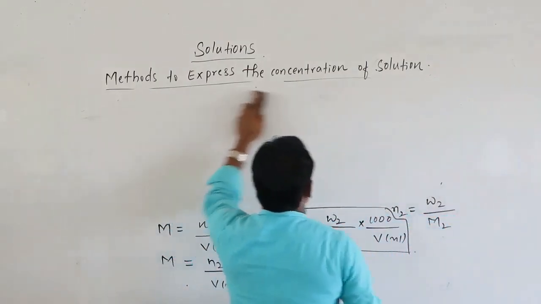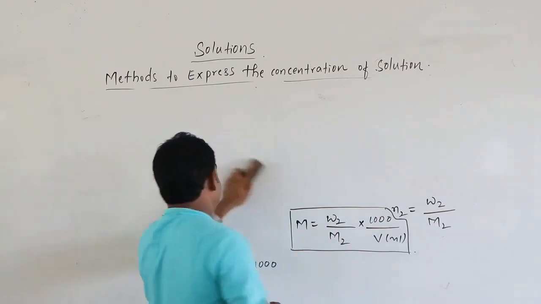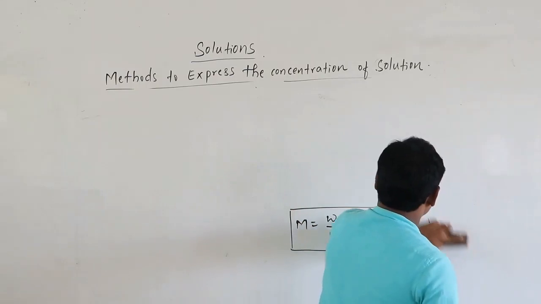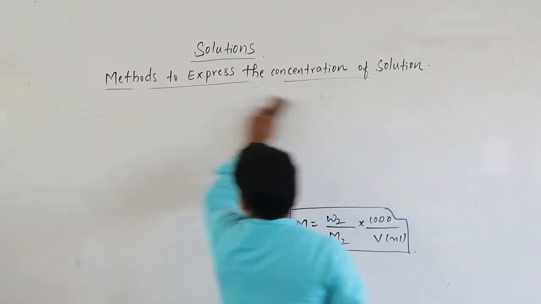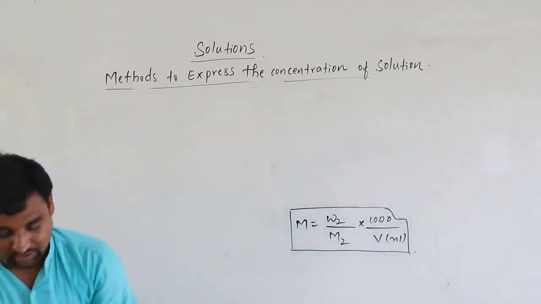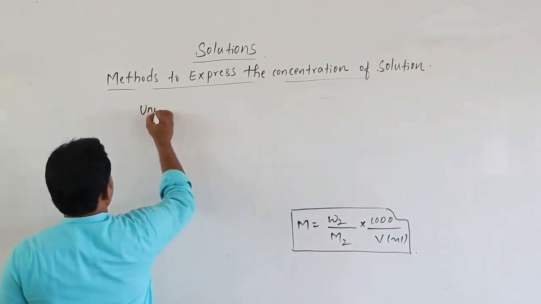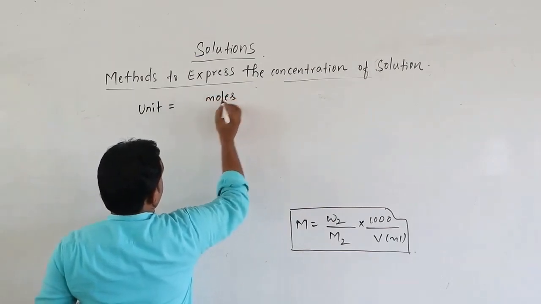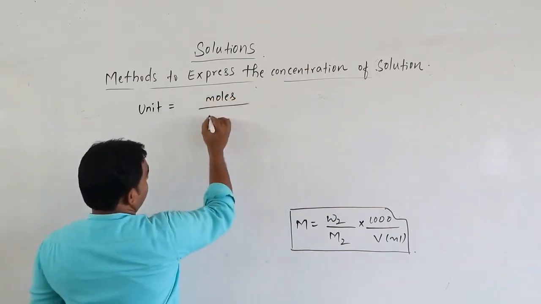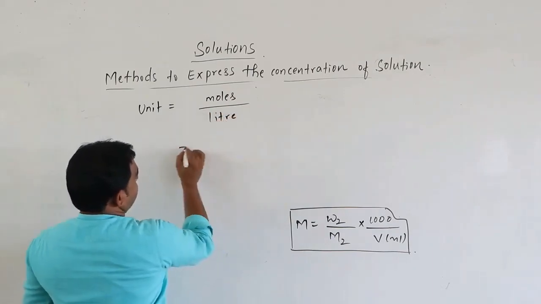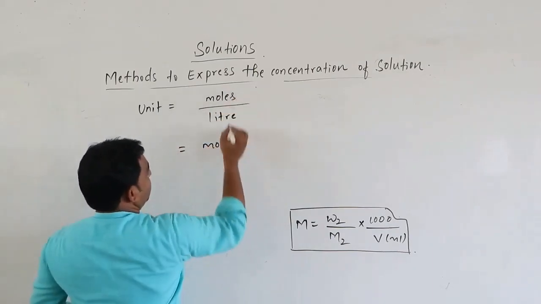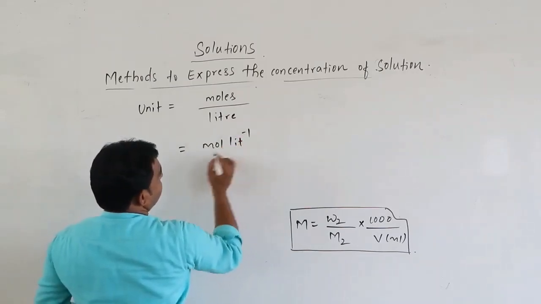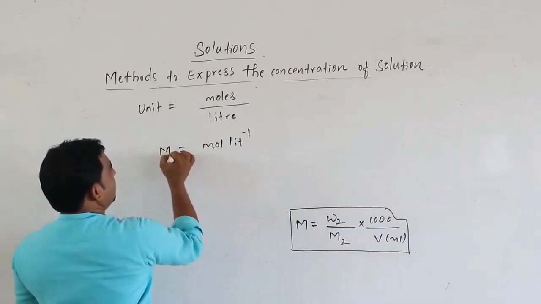What is the unit of molarity? Solute is taken in number of moles and solution in liters. The number of moles of solute dissolved in 1 liter of solution, simply mole per liter. This is the unit for molarity.